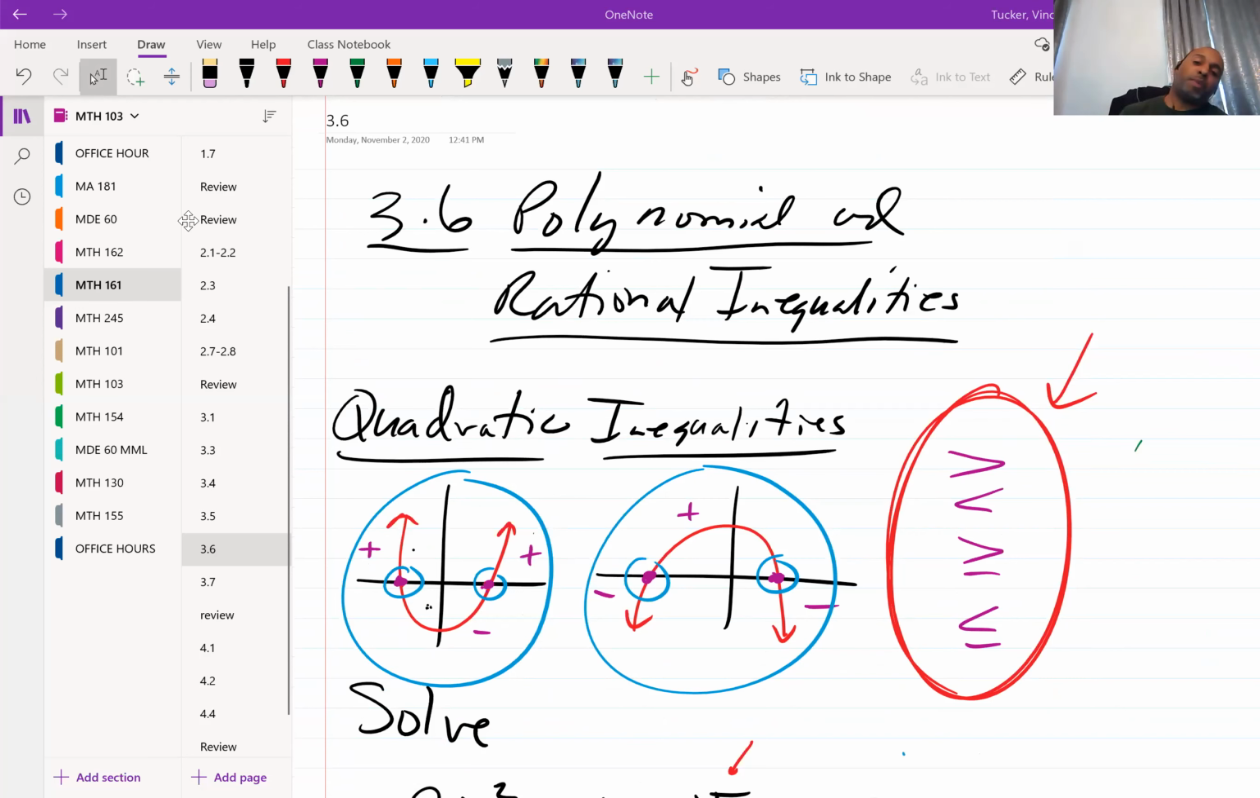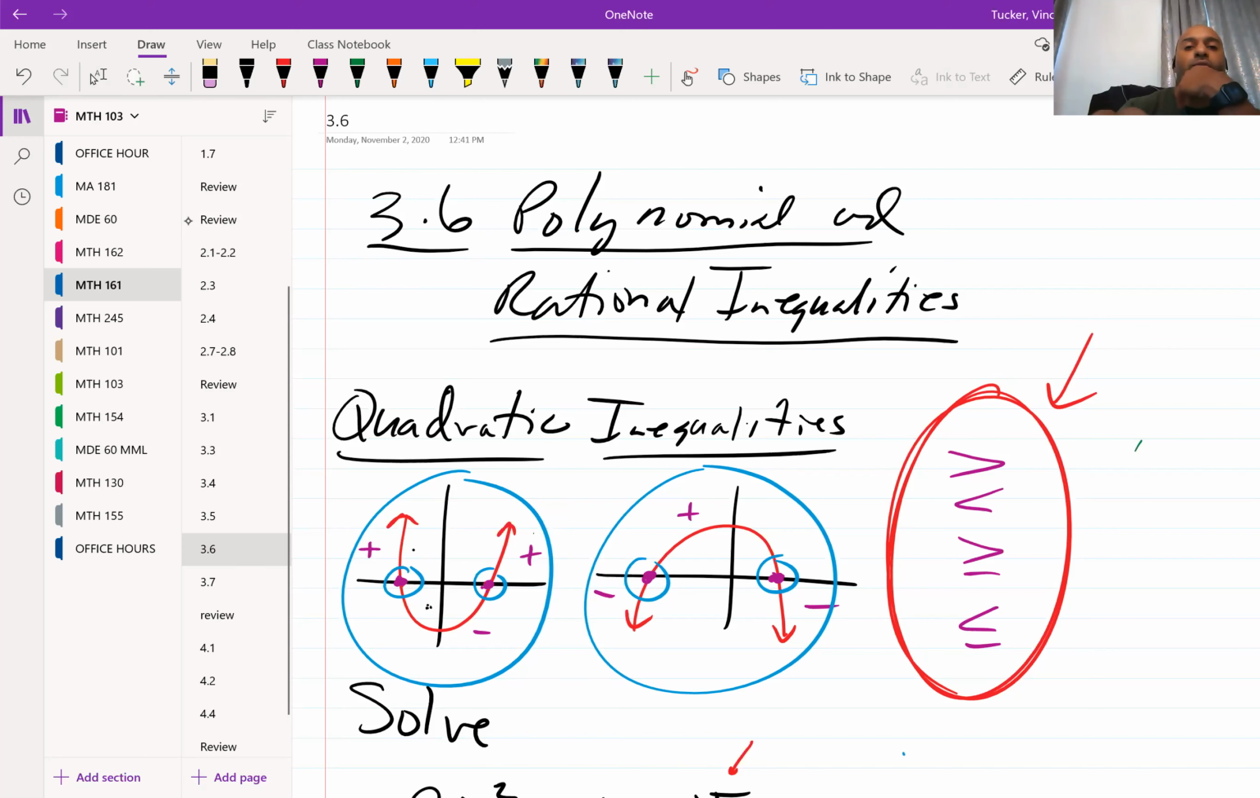So 3.6 is polynomial and rational inequalities. Before we've had polynomial equations, rational equations. This time we're dealing with inequalities. Our inequalities come from greater than, less than, greater than or equal to, less than or equal to. So we'll talk about using those symbols. First type that we'll look at is your quadratic inequality. Instead of a quadratic equation, we now have a quadratic inequality.